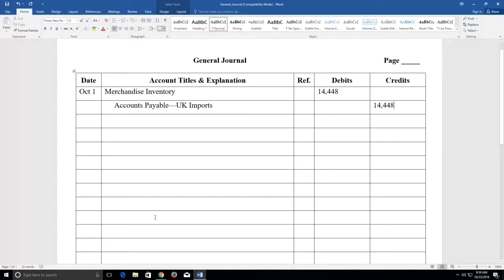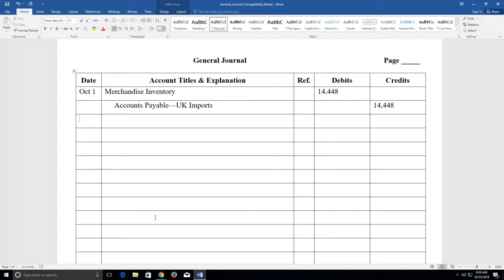Okay, so let's talk about what it tells us. It says we purchased merchandise from UK Imports Company for $14,448. FOB destination net 30. FOB destination means that whoever we're purchasing from is paying the shipping. And net 30 means that the full amount is due within 30 days. Okay? As we go through these, I'll explain each one.